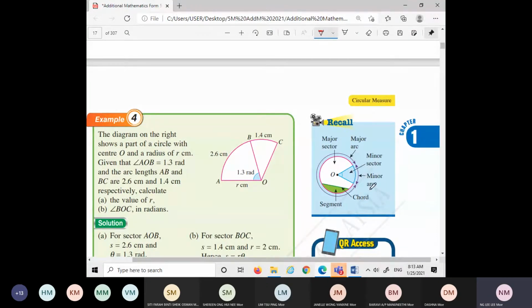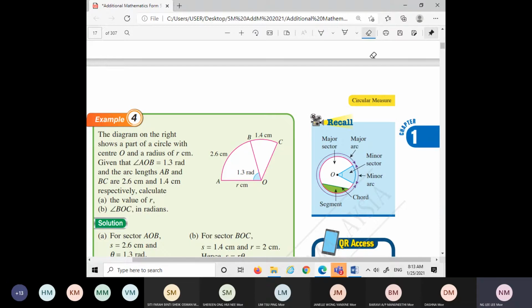Okay, arc. The smaller one, we have a minor arc. Means, if I draw on it, from here to here, this is the arc. The smaller one we call the minor arc. Then this side, the bigger one, from here to here, we call it the major arc.